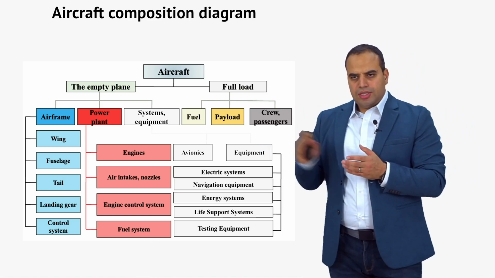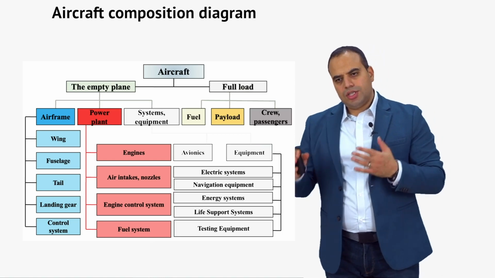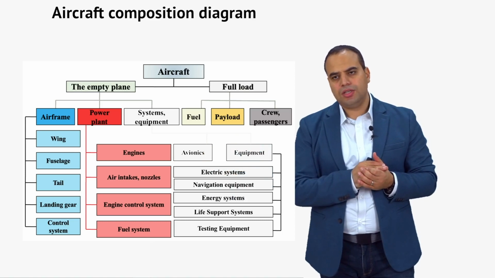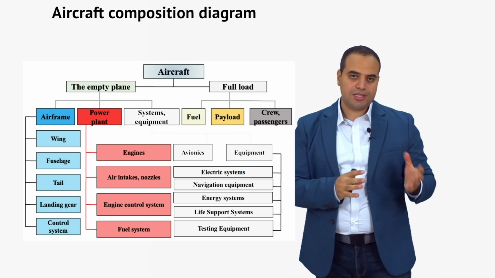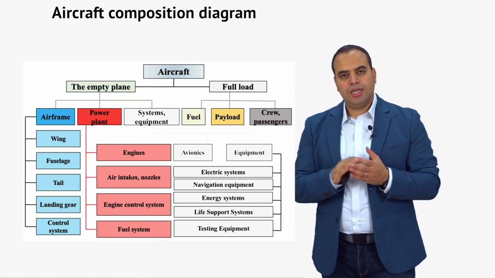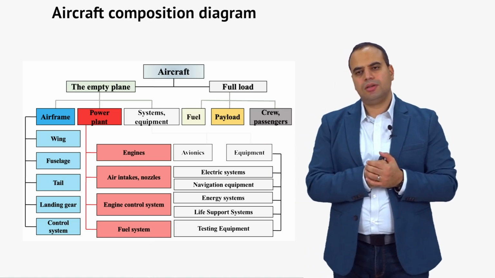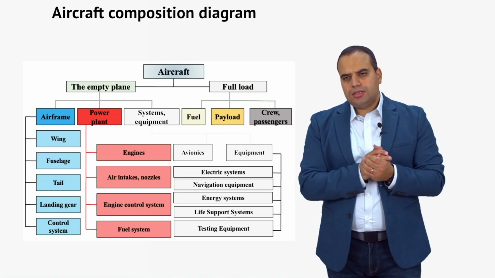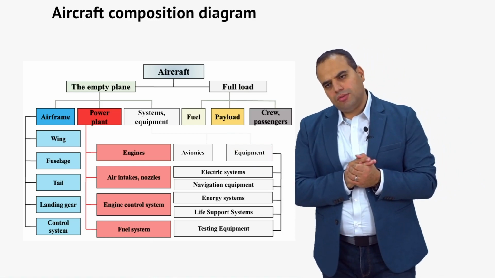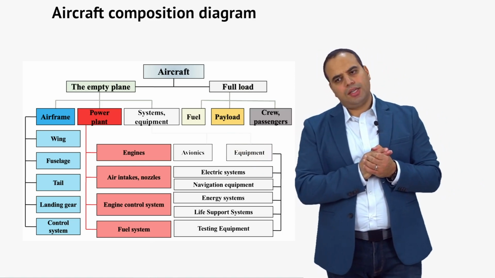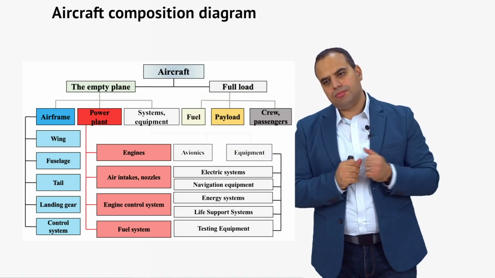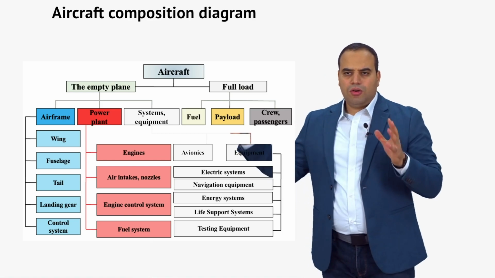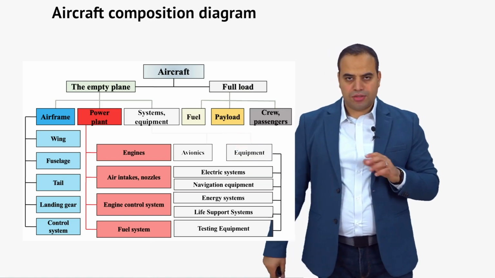The power plant, as you can see, includes the engine, the air intake, the nozzles, the engine control system, the fuel system, and fire prevention system. That's also part of the engine system, part of the power plant. There's some energetic system, and there are quite a lot of liquids there, or oil system inside of the engine. So it's a very big system by itself, the red one. And the systems and equipment that include the avionics and the electric system, navigation system, energy systems, life support systems, and some of the testing equipment. All of these give us the empty plane, right? So it's part of the empty plane.